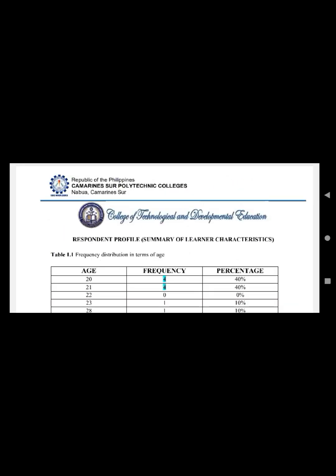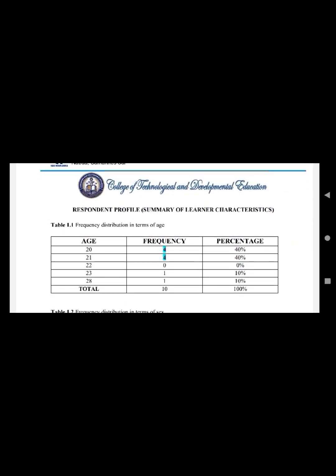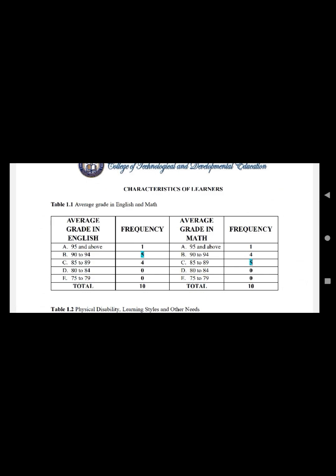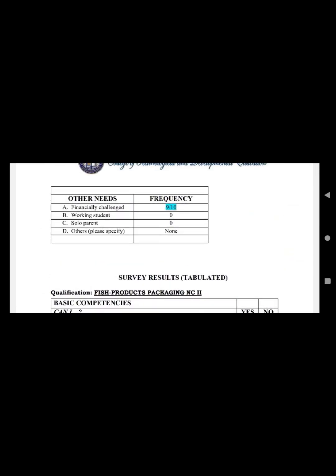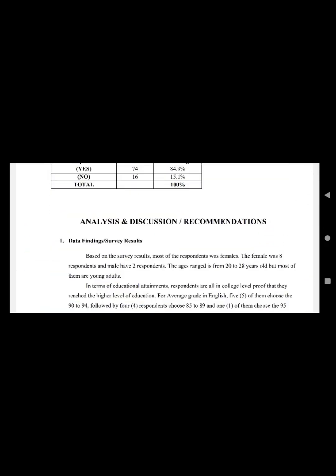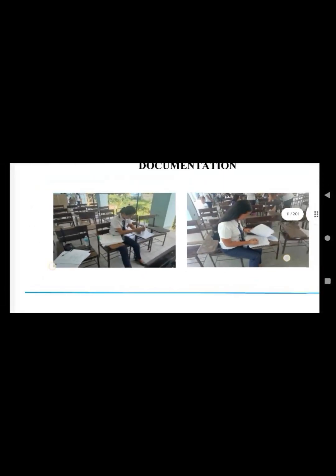For the respondents' profile, the summary of learner characteristics, this is the result. Next is the characteristics of learners and their needs. These are the survey results, and the analysis and discussion is based on the data findings. Most of the respondents were female: 8 respondents were female and 2 were male. The age range is from 20 to 28 years old, but most of them are young adults. Next, this is our documentation.